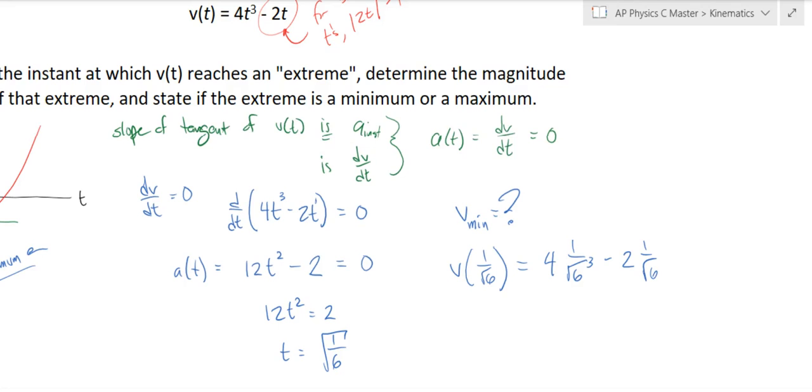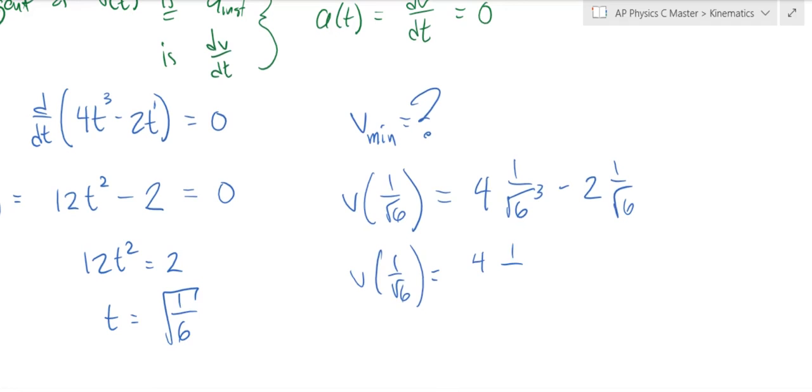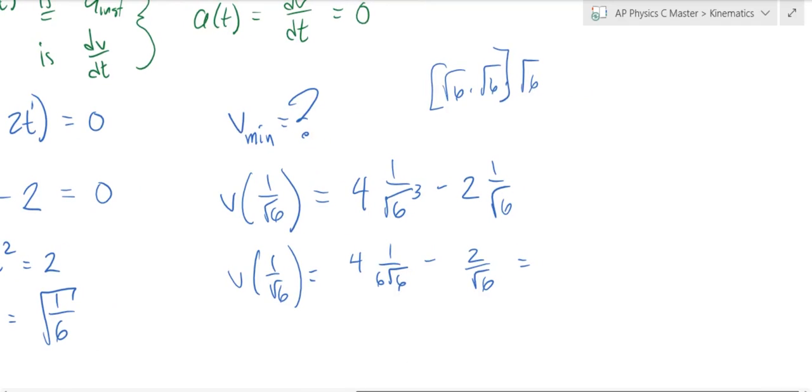And if you want to find a number for radical 6 and plug it in, fine. Now watch, I'll do this just because. This is 4 times 1 over 6 radical 6, right? Because this is radical 6 times radical 6 times radical 6, and so there's 6. This is now just algebra. There's no physics involved anymore. Over 2 over radical 6. Now you can at least start to put these terms together, right? So you get this 4 over 6 radical 6 minus 2.